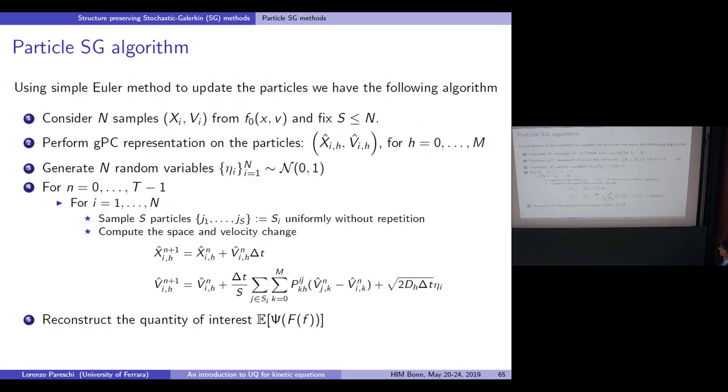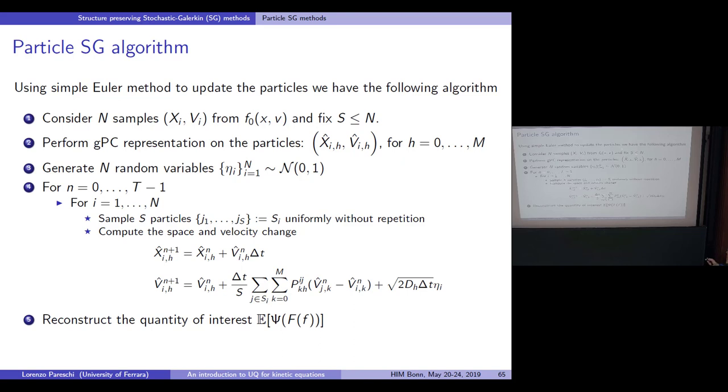So the method works as follows. This is a description of how the algorithm works. Let's imagine that we're using the simple Euler method to update the particles. In principle, one can use a more accurate method, but this is not a big issue, because the order delta t error that is introduced is probably dominated by the statistical error due to the particle simulation. That's the reason why we focus on the simple Euler method in this setting. Then you take n samples from your initial data. You have a continuous initial data and you have to sample it, and we take n samples, denoted by xi and vi.